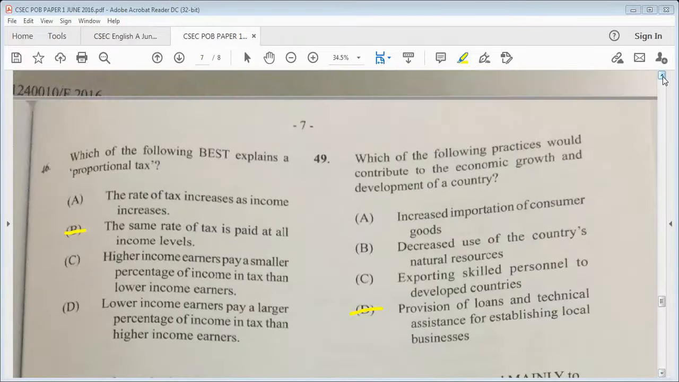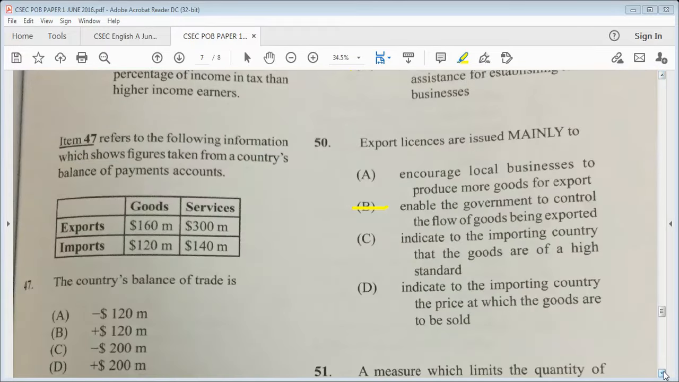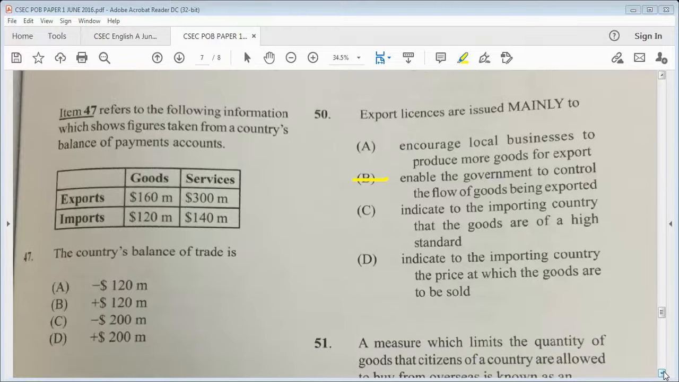Which of the following practices would contribute to the economic growth and development of a country? Our answer is D. Provision of loans and technical assistance for establishing local businesses. Let's go on to 50. It says export licenses are issued mainly to, our answer, B. Enable the government to control the flow of goods being exported.